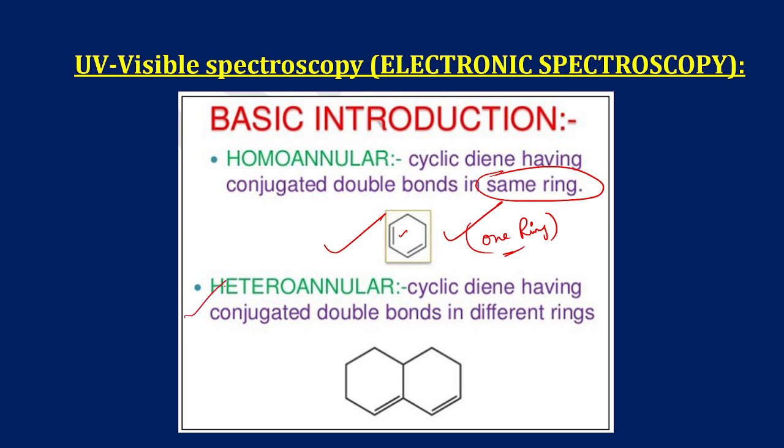But hetero means these conjugations, see here, double bond, single bond, double bond. So these two alternating double bonds are present in two different rings. That's why it is called heteroannular cyclic dienes. So there are two different types of annular cyclic dienes we have. One is homoannular and the second one is heteroannular. These two can be easily distinguished with the help of UV visible spectroscopy. This data also will be given.